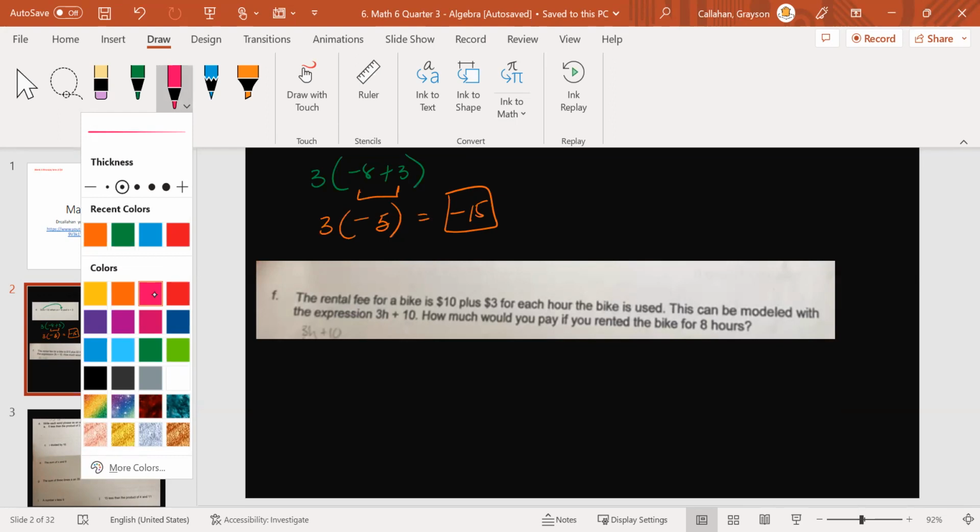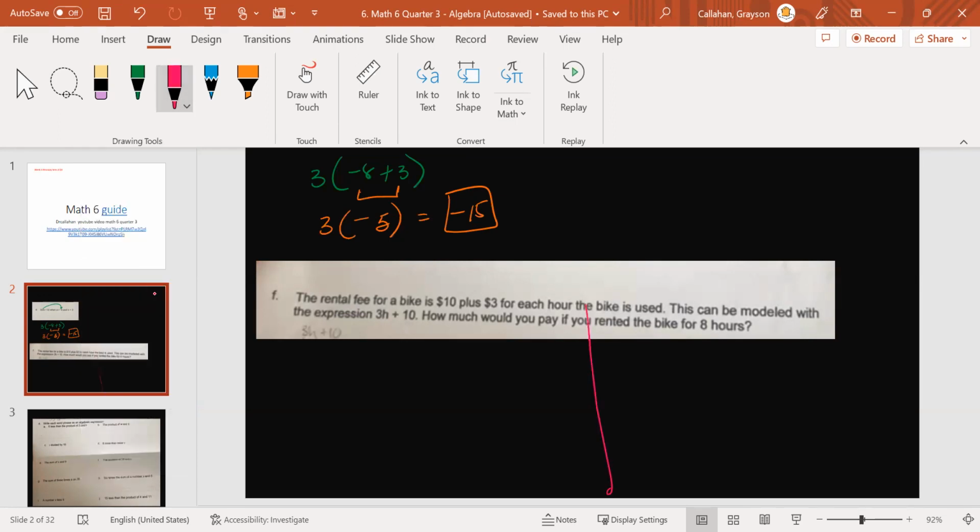How would you set this up? H would be 8. What does H stand for? Why would H be 8? Because this is the Y for 8 hours. Okay. So that would be 3 times 8 plus 10. 3 times 8 is 24, plus 10 is 34. So how would you answer this question? 34 miles. 34 what? $4 in 8 hours.